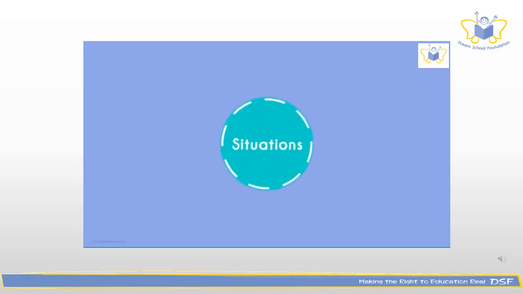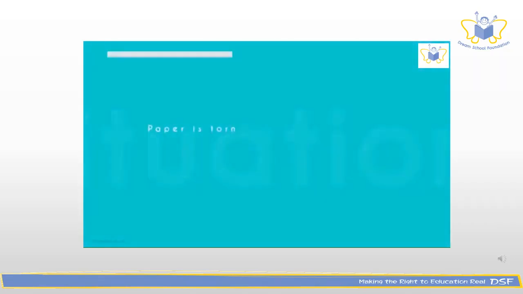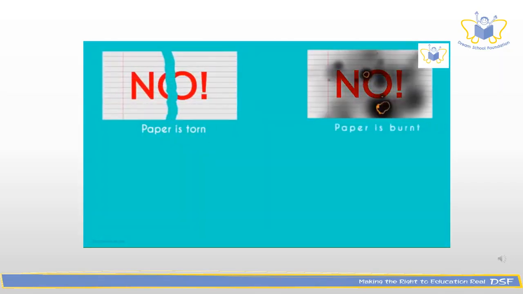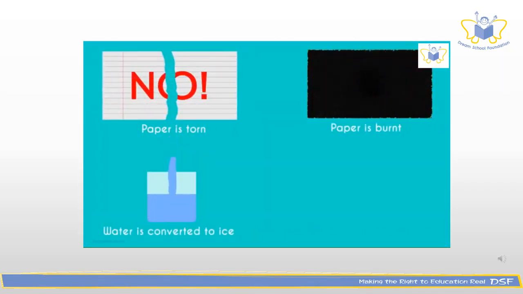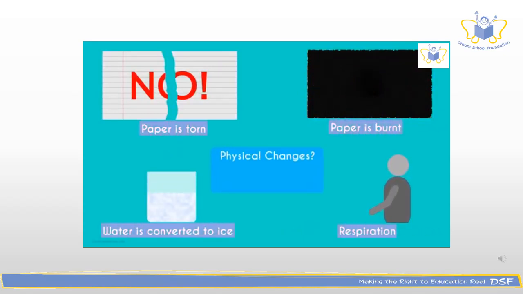Let me give you a few situations, and you need to tell me if the change that has occurred is physical or chemical. A paper is torn, a paper is burnt, water is converted to ice, we respire. Which among these are physical changes and which ones are chemical changes?